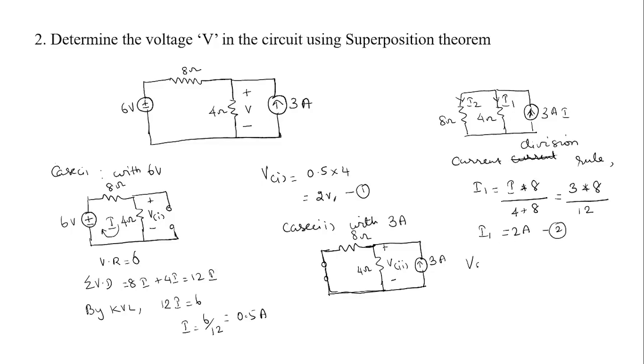Now the voltage across the 4 ohms resistor in the second case is V2, which is equal to 4 into 2, that is 8 volts. Now the total voltage V by the superposition theorem is V1 plus V2. V1 is 2 plus V2 is 8, so 2 plus 8 is 10 volts. So 10 volts is the answer.